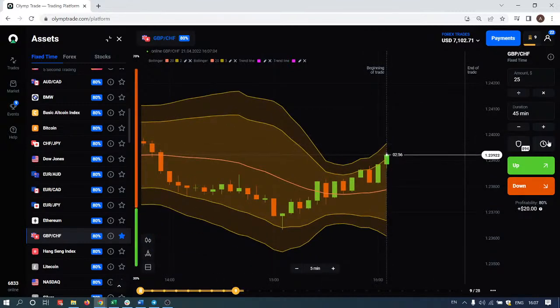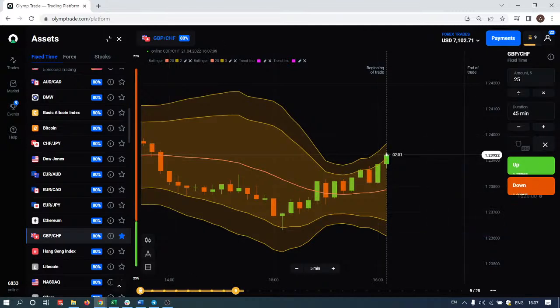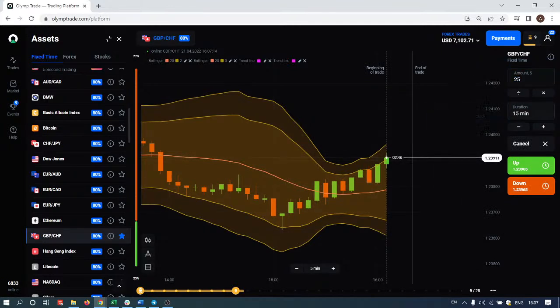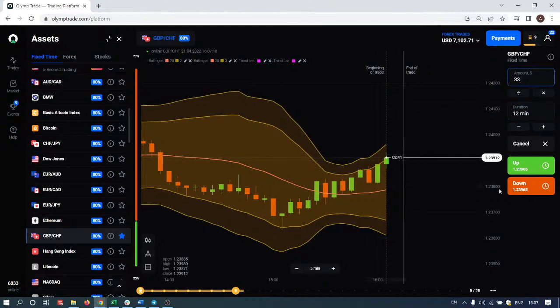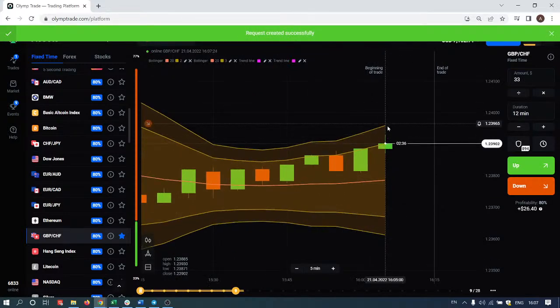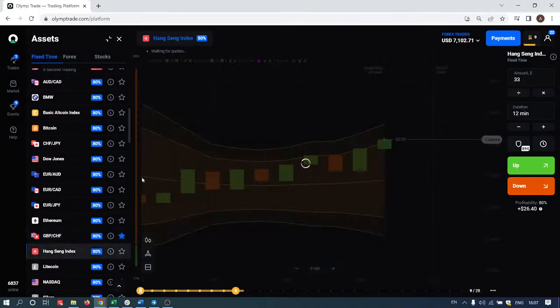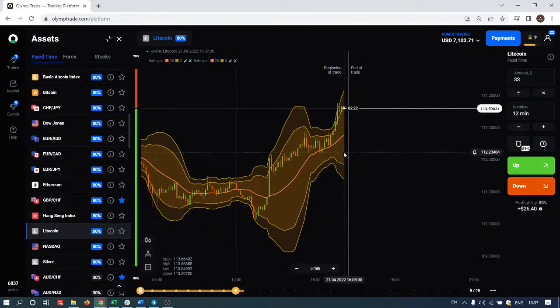All right, so probably this one we can even set a pending order here. Let's try this one with a duration of 12 minutes, and let it be the amount of 33 bucks, like this. I don't really want to wait or observe this chart for a limited period of time. I just set a pending order, and then I keep scanning for the next signals.